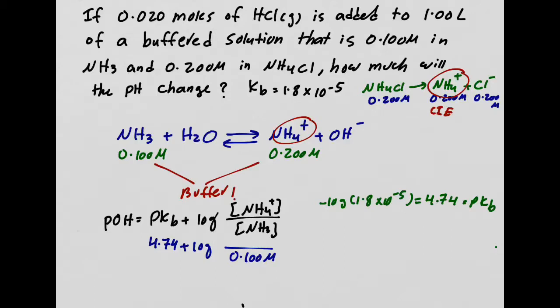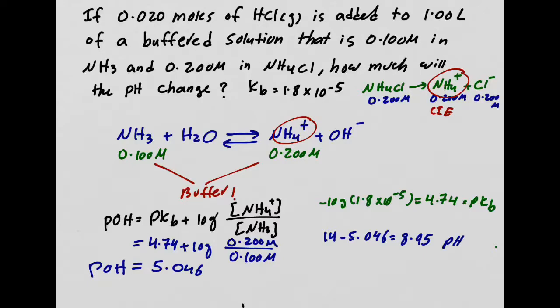What is my ammonium concentration? 0.200. Okay. Now, if I plug everything in, what I end up getting for pOH is 5.046. Again, you know how to do this. Once you have pOH, it's easy to figure out the pH. All you have to do is 14 minus 5.046, which is going to give me 8.95, and that is my pH.